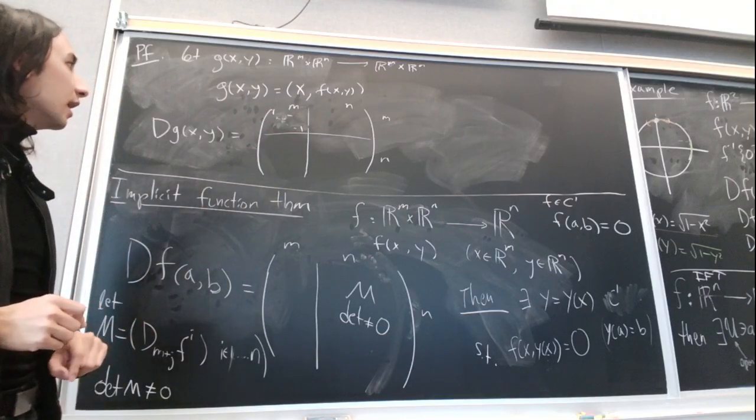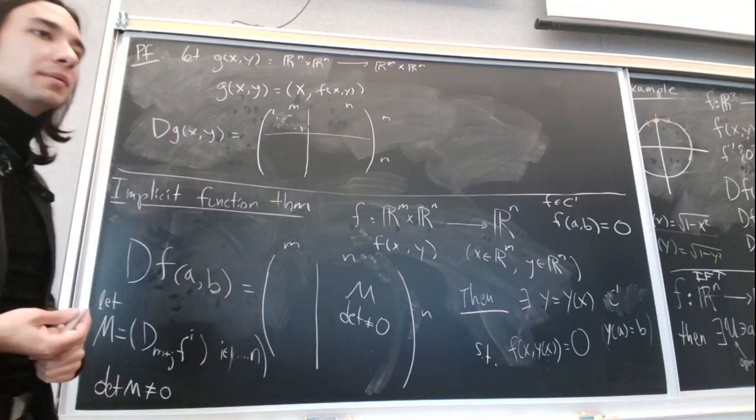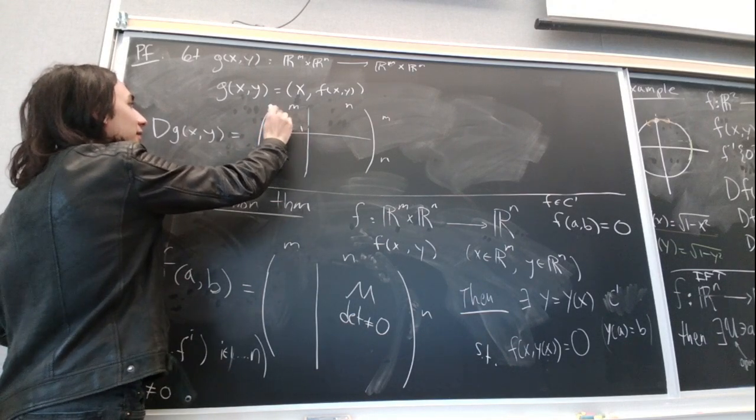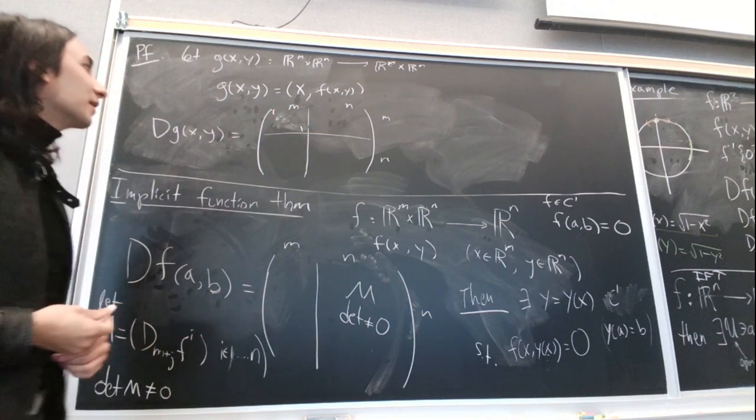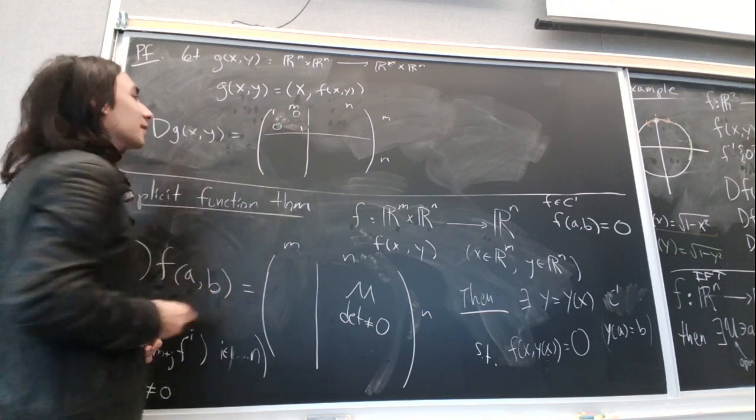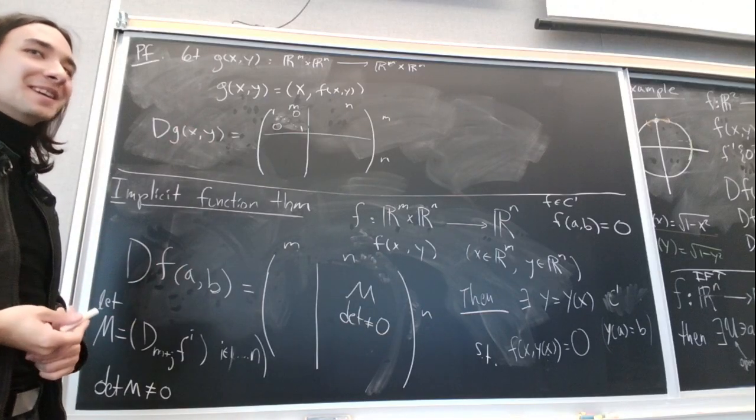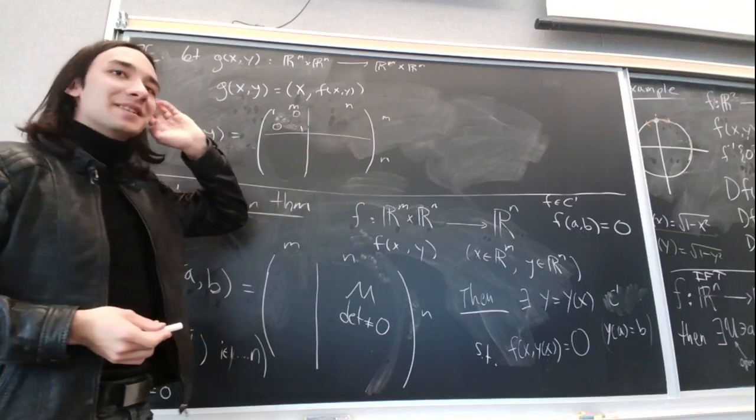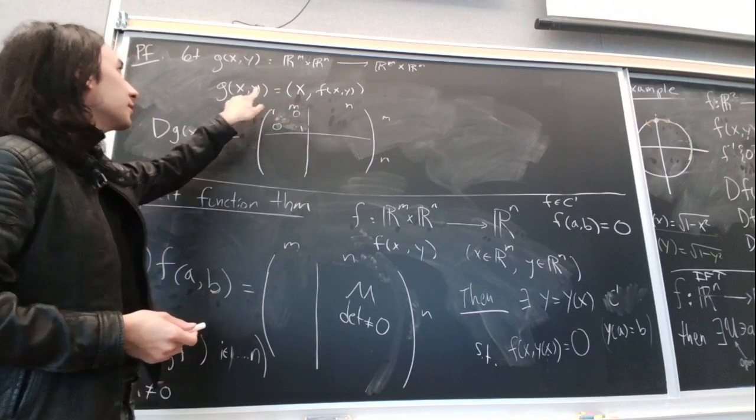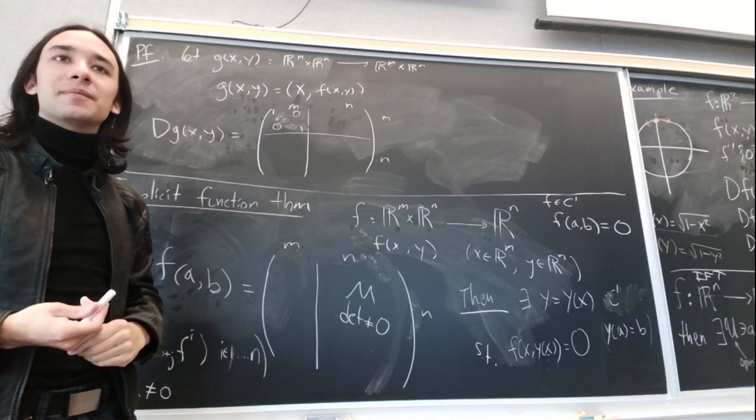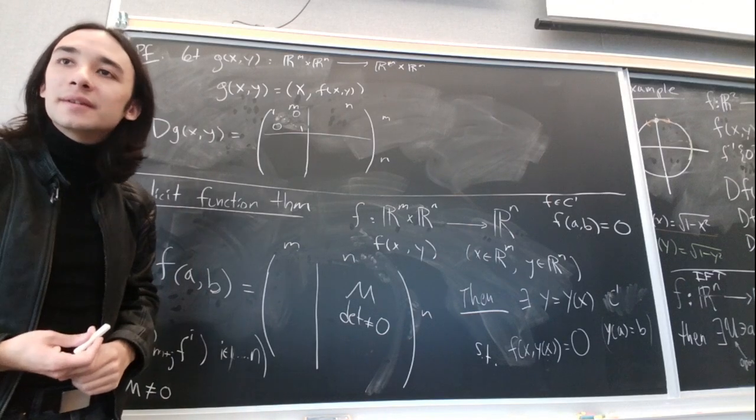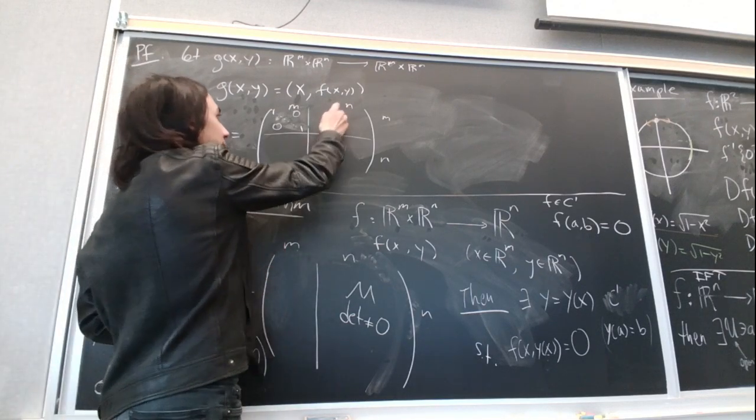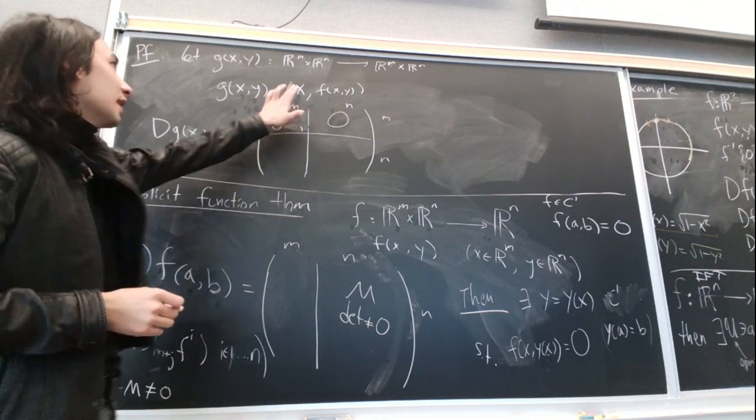Okay, how about the top right? Maybe add zeros. What about this one? This is the partial derivatives of this with respect to y. It's zero. Does everyone else agree? Good. Exactly. This part is fully just the zero matrix because x has no dependence on y.